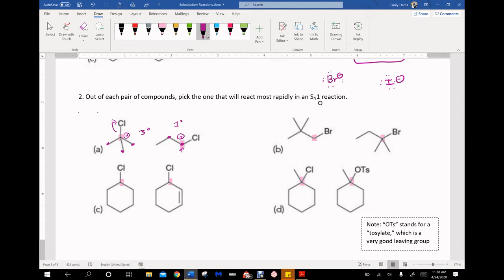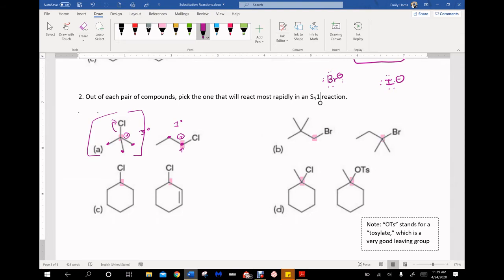And so as we learn, tertiary carbocations are more stable than primary carbocations. And so that will make this first group better at reacting, or react more rapidly, in an SN1 reaction. All right. So you should be able to go through and figure those out, again, based on carbocation stability.